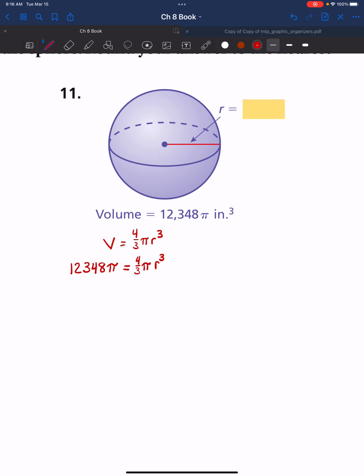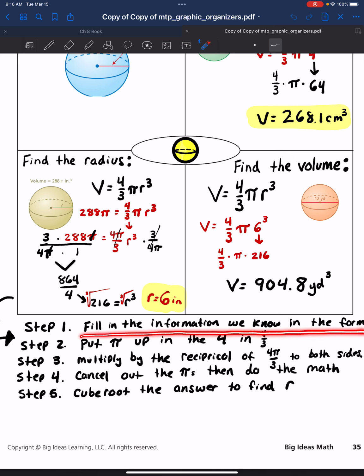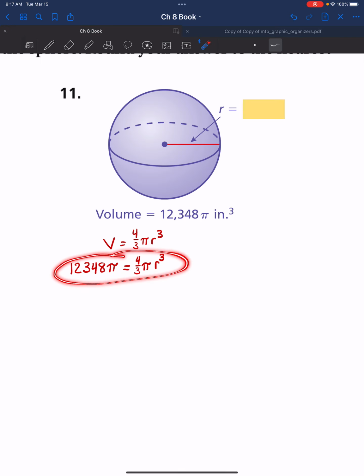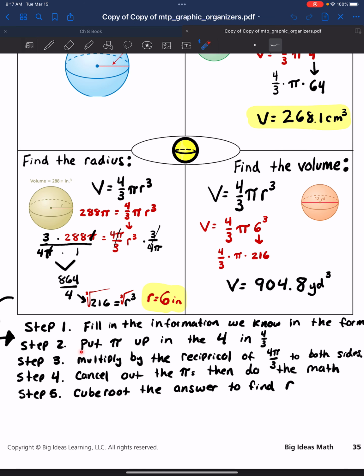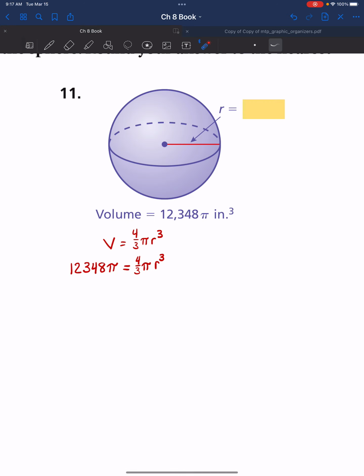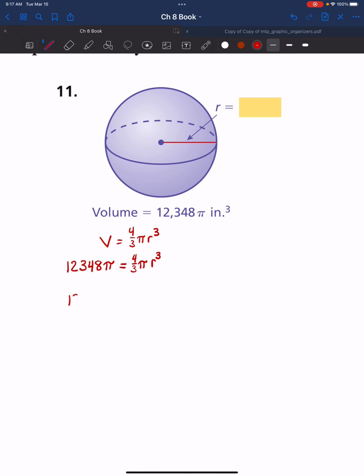Okay, if you're thinking back to your notes, which I'm hoping you kind of are, I just did step 1. Step 1 said, fill in the information we know from the formula. That's all we've done. I just filled in volume, that's it. Step 2, put the pi up by the 4 in the 4/3. All right, so that's what I'm going to do. I've got 12,348 pi equals 4 pi thirds times the radius cubed.